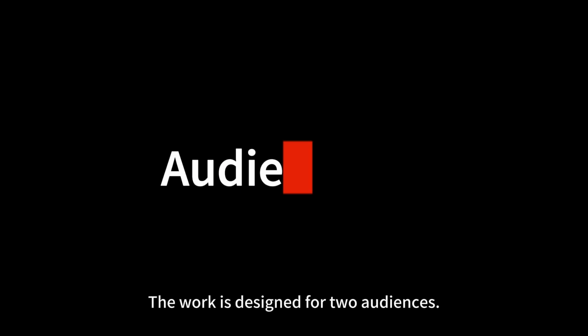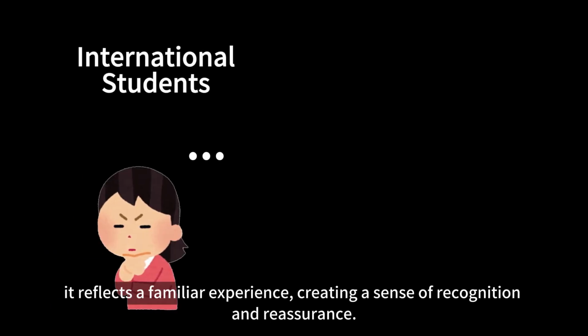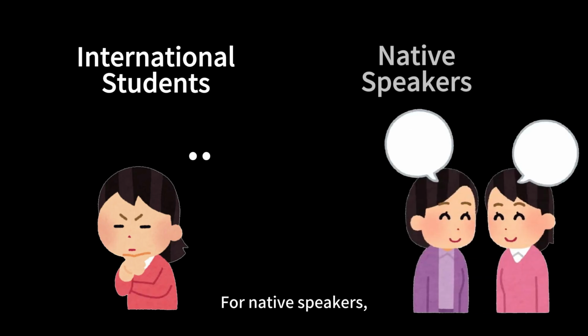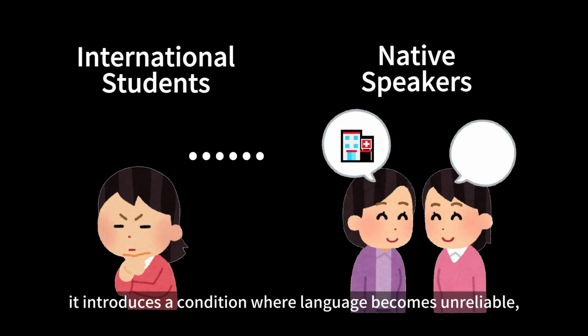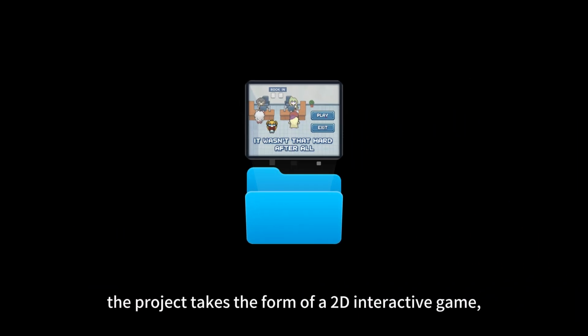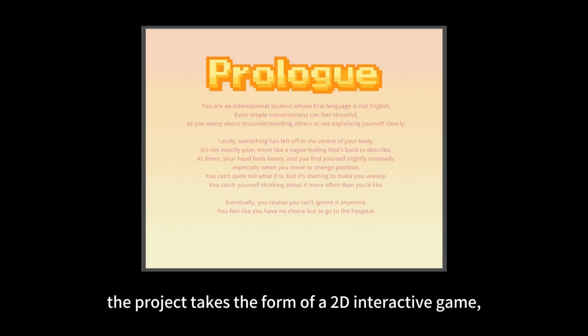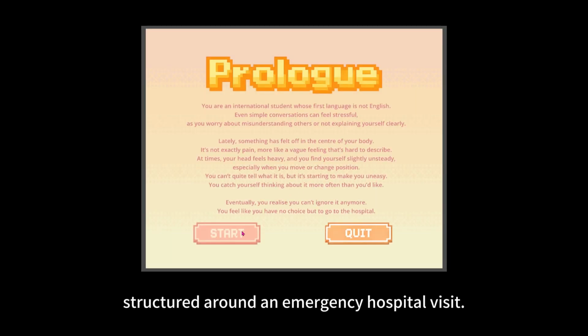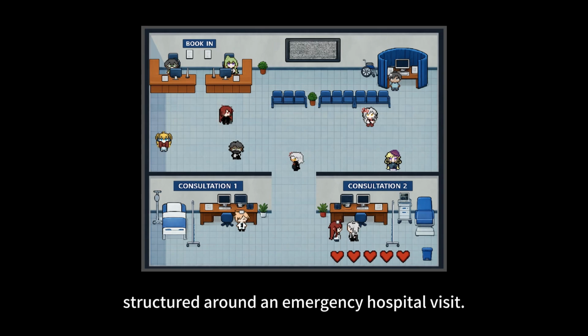The work is designed for two audiences. For international students, it reflects a familiar experience, creating a sense of recognition and reassurance. For native speakers, it introduces a condition where language becomes unreliable, allowing them to experience uncertainty from a different perspective. To explore this, the project takes the form of a 2D interactive game, structured around an emergency hospital visit.